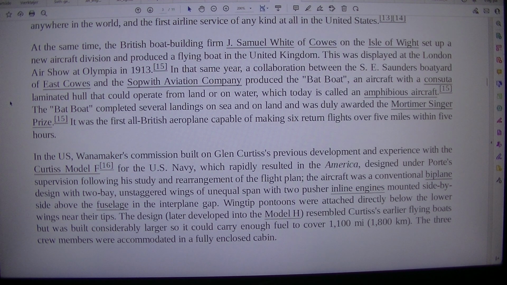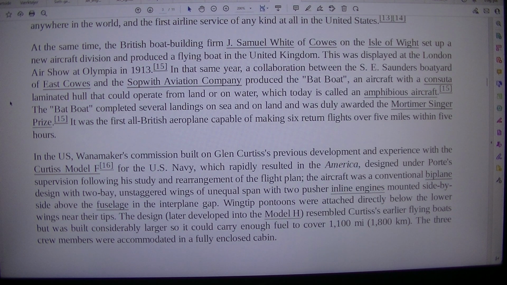The Bat Boat completed several landings on sea and on land and was duly awarded the Mortimer Singer Prize. It was the first all-British aeroplane capable of making 6 return flights over 5 miles within 5 hours.